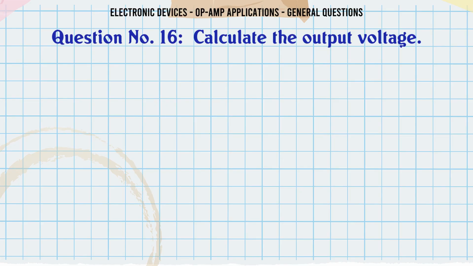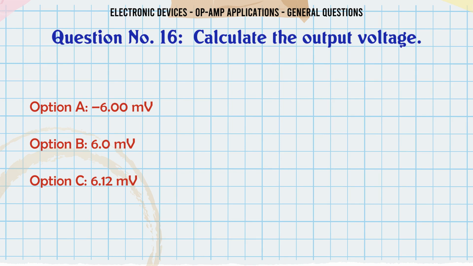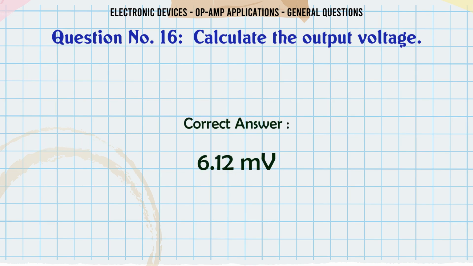Calculate the output voltage. A: 6.00 mV. B: 6.0 mV. C: 6.12 mV. D: 6.12 mV. The correct answer is 6.12 mV.